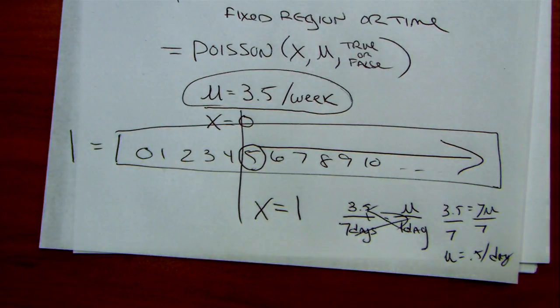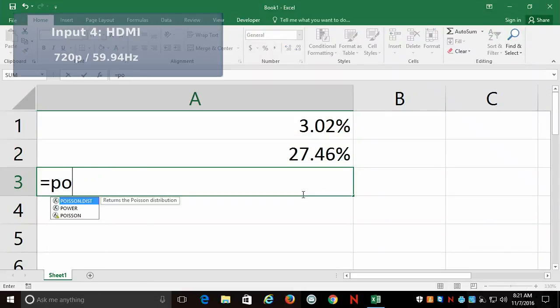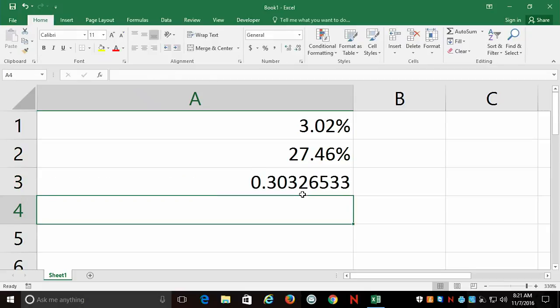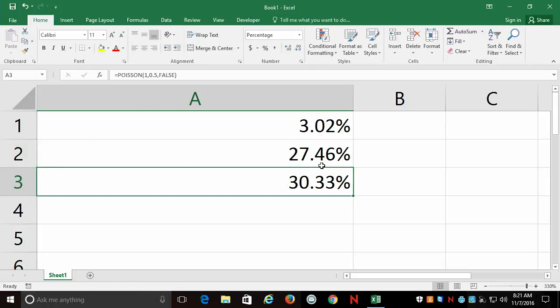So that means if we go over to Excel, we're going to say equal Poisson. 1 is our x value. In 1 day, the average number of accidents is 0.5. And because we're only looking for 1 day, not 1 or less, but 1 day, we're going to use false. And that gives me roughly 30% chance of 1 accident. So a couple things we did there. We identified our x, we identified our average, and then we figured out how we need to enter that into Excel.